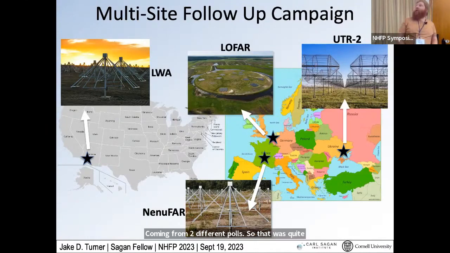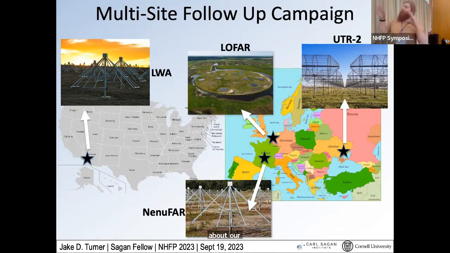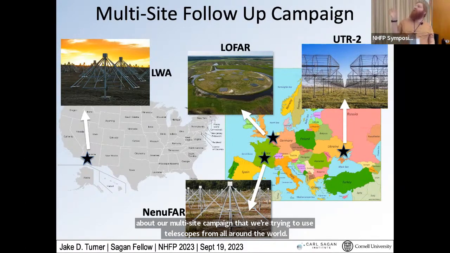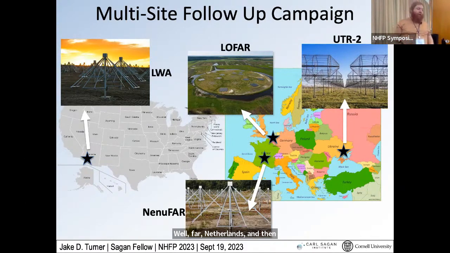And last year I talked about our multi-site campaign, where we're trying to use telescopes from all around the world: LOFAR in the Netherlands, NenuFAR in France, UTR-2 in Ukraine, and LWA in New Mexico. Unfortunately, most of the data was not available at the time. Only LOFAR was interesting, but we actually looked back at some of the NenuFAR data and were able to extract something from it, which is nice.